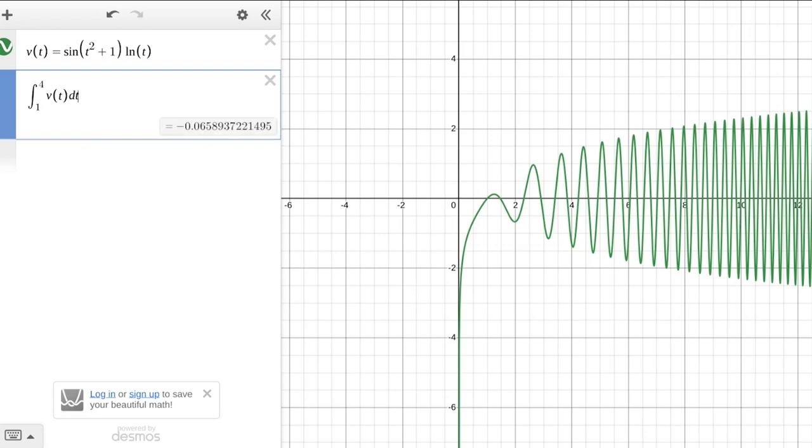So we have negative 0.065. Now on the AP test, you do need to have 3 decimals of precision. And the thing is, they don't really care if you round or truncate. And by truncate, I mean you just cut off the decimal. So I would recommend that you just cut off that decimal. Don't bother rounding. There's no advantage to rounding.